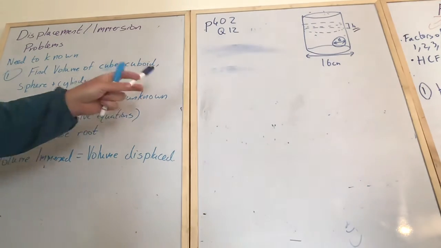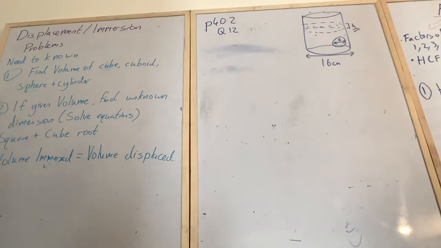Sometimes we've seen problems where you've been asked to find an unknown dimension, and when you're given the volume, you let it equal the volume and solve like an equation. If it's the radius, it could be an r squared or an r cubed. To inverse r squared, we use the square root. To inverse r cubed, we would use the cube root.